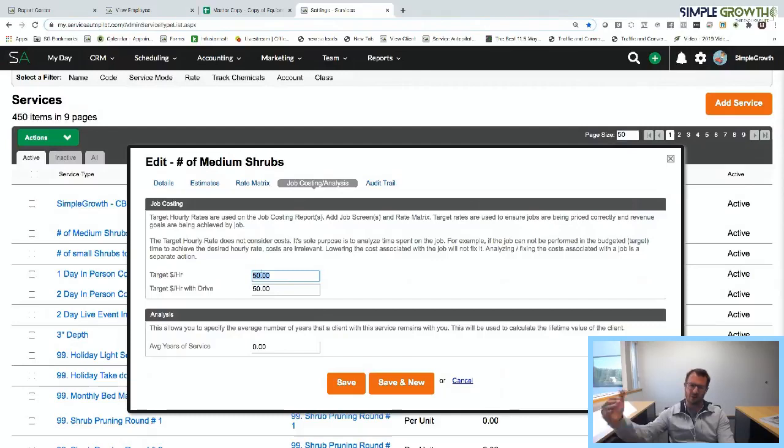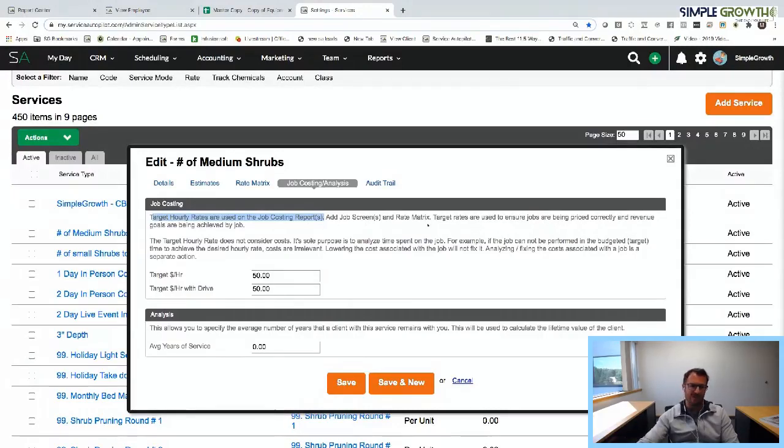If some people have a lower percentage of mobilization and they don't need to hit their hourly goal across that, based on the conversation with their consultant financially, this is where we put that in, and then that will drive some of the labor or the revenue goals here in the job costing reports. These are the target hourly rates used on the reports, job screen, and rate matrix.